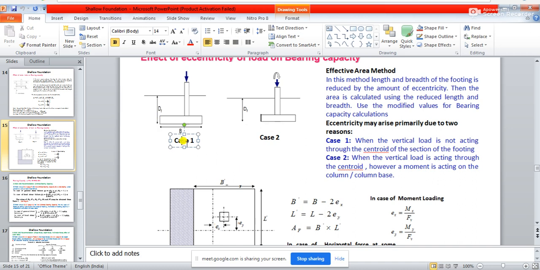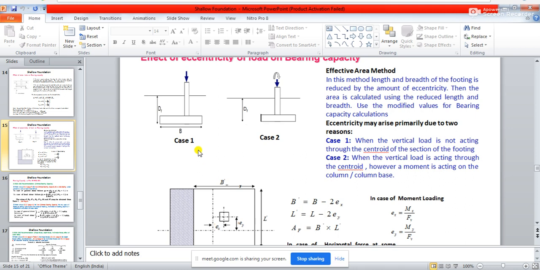So, you see case 1, the first case you notice, when the vertical load is not acting through the centroid of the section of the footing. This is the primary reason. See, there is a 1 by 1 meter footing, and the footing centroid will be just at 0.5 meter and 0.5 meter, right, 1 by 1 footing. So, exactly at that level if the column is placed, then the footing will be concentrically placed.